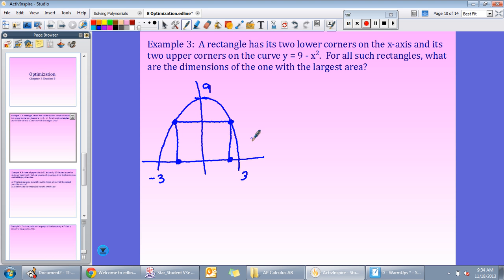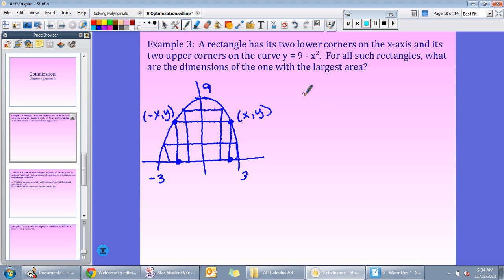Alright, so for all such rectangles, you could draw lots of things. They could look like that, they could be shorter and wider. So for any of these rectangles, the question is, what is the largest area that one of these rectangles could have?